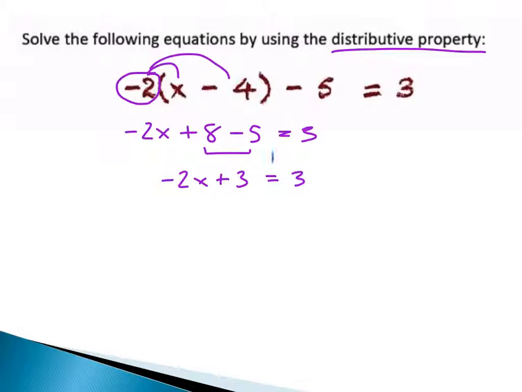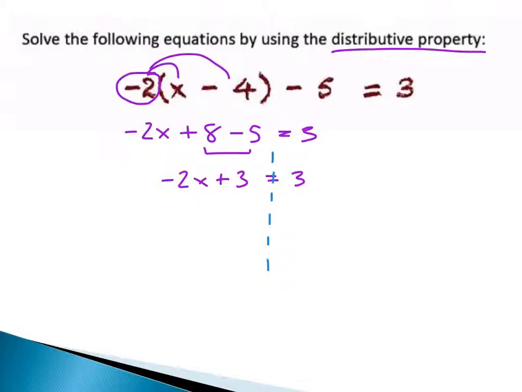Now we can go ahead and try to use the inverse operations to solve. So we distributed, we combined like terms, now we're going to use our inverse operations. So I have negative 2x plus 3. What's being done to x is I'm adding 3 and I'm multiplying by negative 2. Which one do I do first?